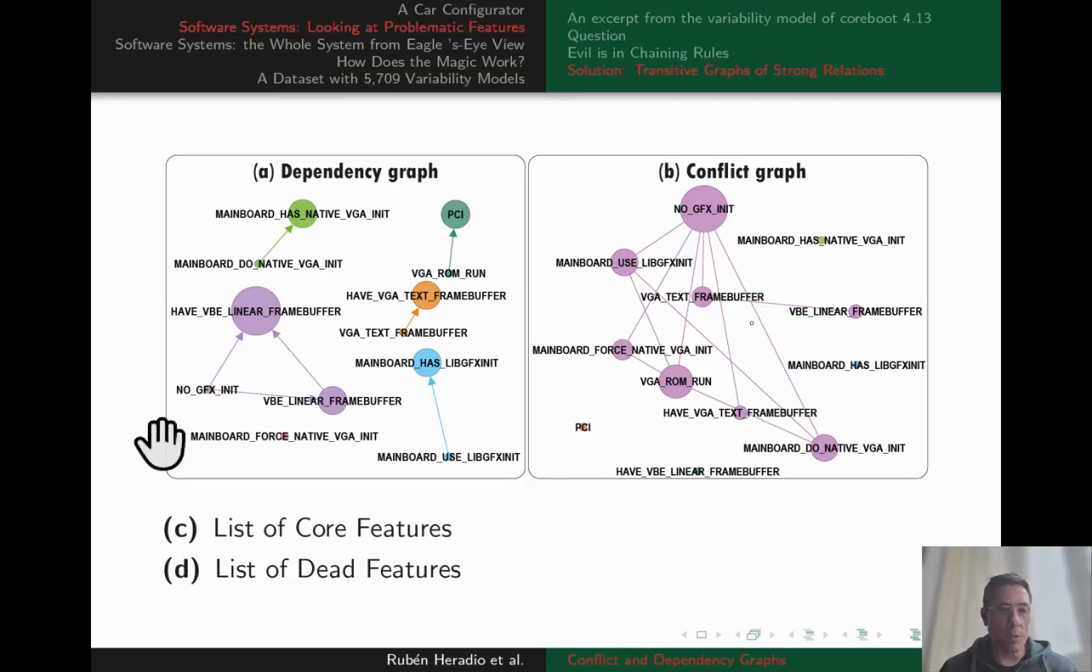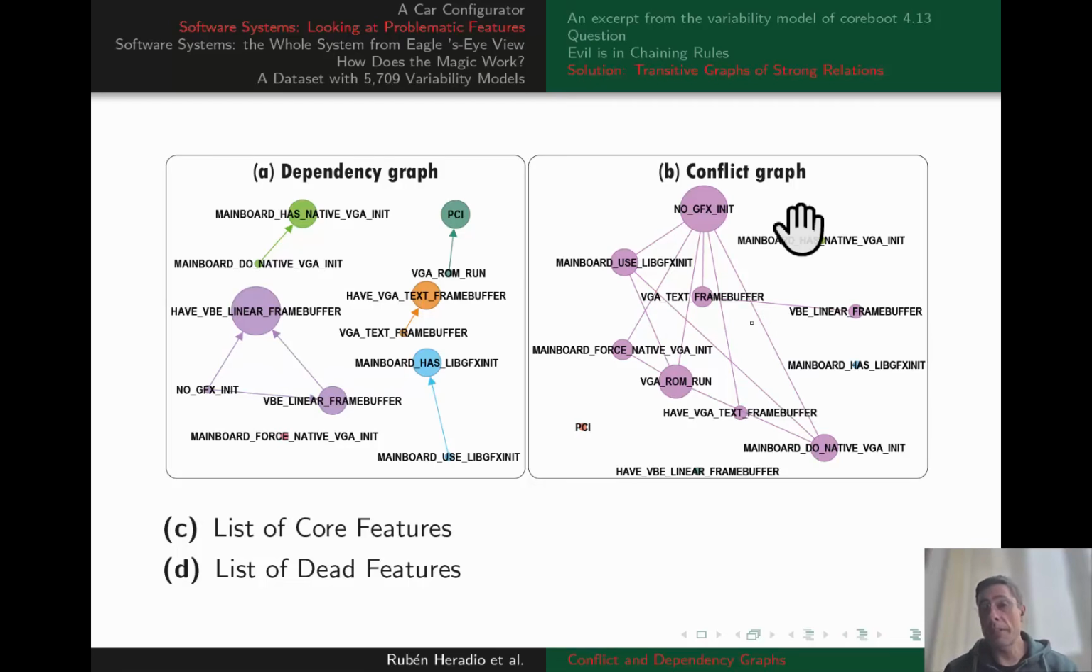The in degree is the number of incoming arrows into a node, and the out degree is the number of arrows that come out of the node. For instance, the out degree of no GFX init is 2. There are 2 arrows that go outside this node, but the in degree is 0. But here, BBE linear frame buffer has an in degree of 1 and an out degree of 1 also.